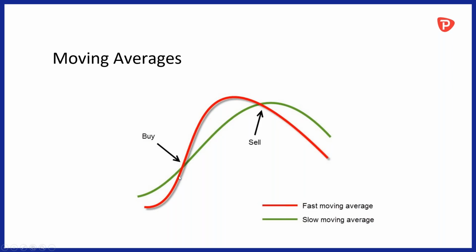But basically the idea is that the smaller moving average, or the faster moving average, is the one that we want to cross above or below in terms of giving us a signal to go long or to go short.